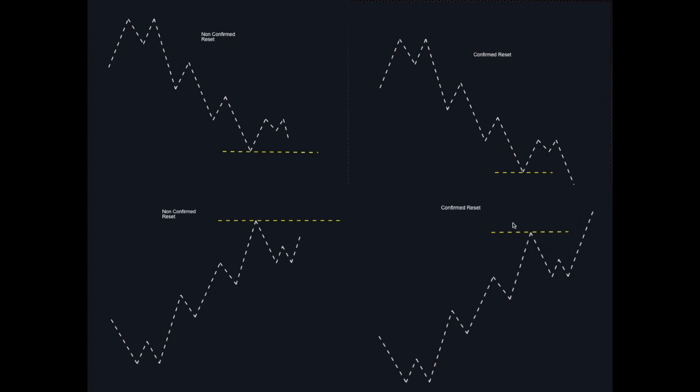So these are the resets that you need to be aware of that will happen. They don't happen often, but they do happen. So just be aware of it.